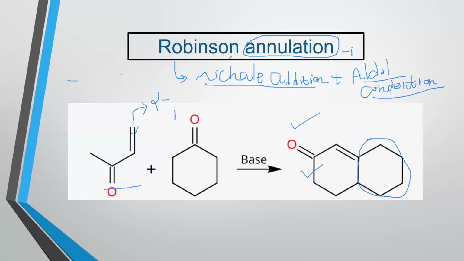So, first, what happens in Robinson annulation? First, the Michael addition takes place. Because of Michael addition, this entire aliphatic chain, or linear chain of this 4 carbon unsaturated carbonyl compound, will attach to this carbon here. Then because of the aldol condensation it will undergo the annulation. It means ring closing. So the ring will get closed, and because of that you are able to see a ring in the final product. So first step is the Michael addition, and then second step is the aldol condensation. Michael addition is taking place in the alpha beta unsaturated carbonyl compound also.